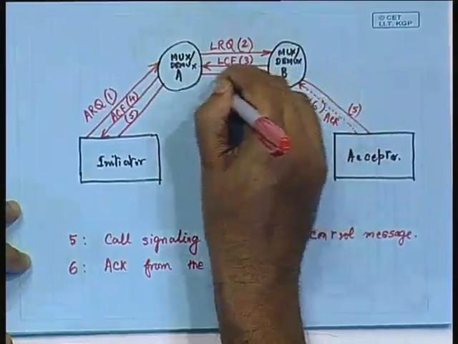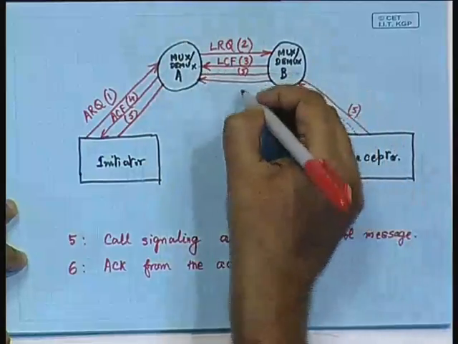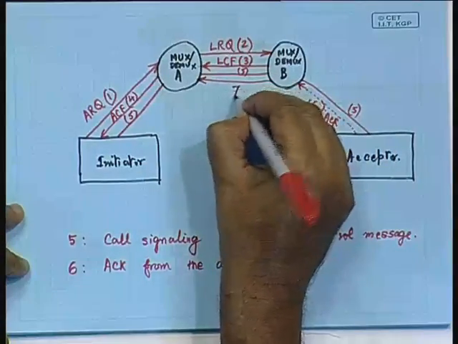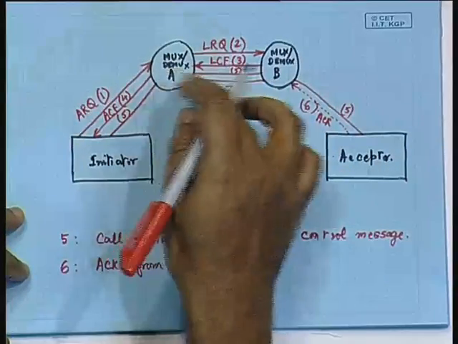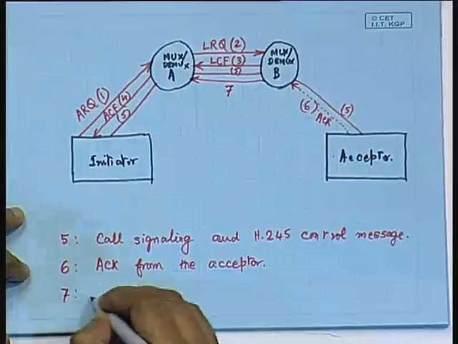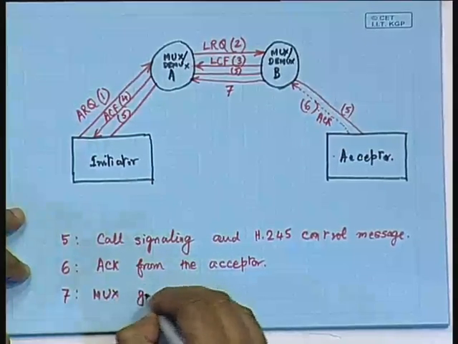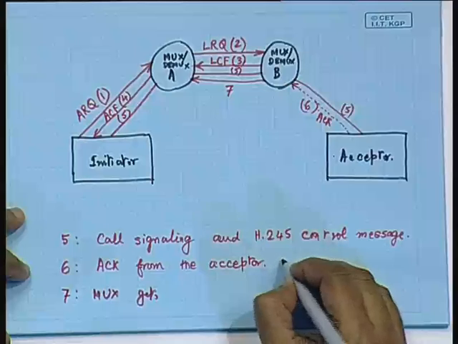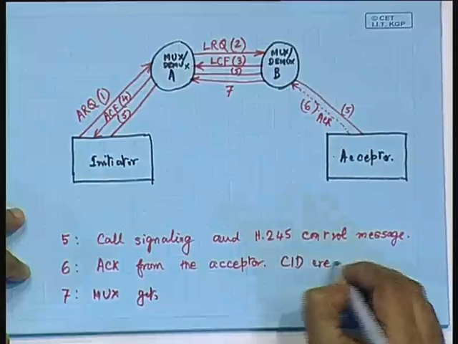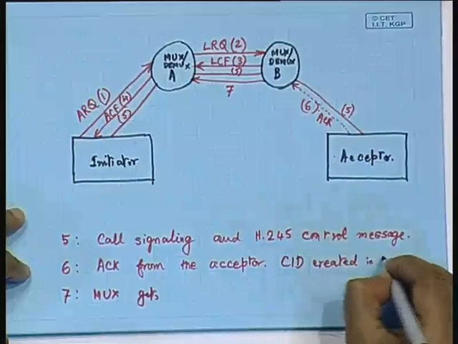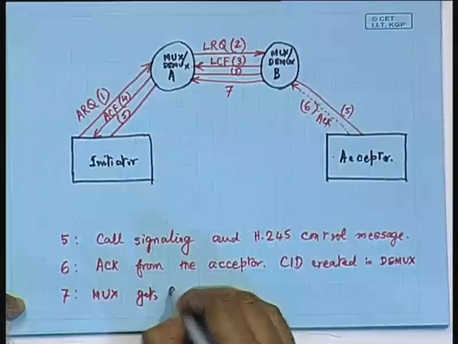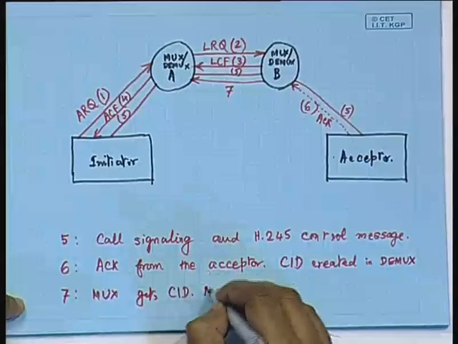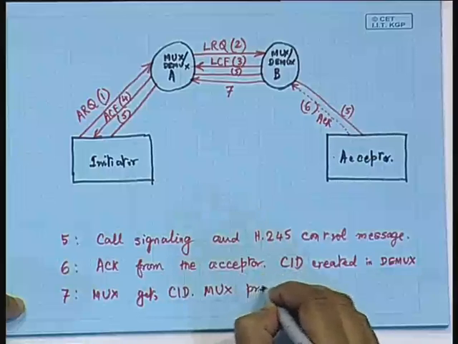So, now in step number 7, the mux gets the acknowledgement from the acceptor, CID created in demux. Not only the CID, but it also creates the table. The demux table is prepared. Now the mux gets the CID value and mux prepares the table, the context table.